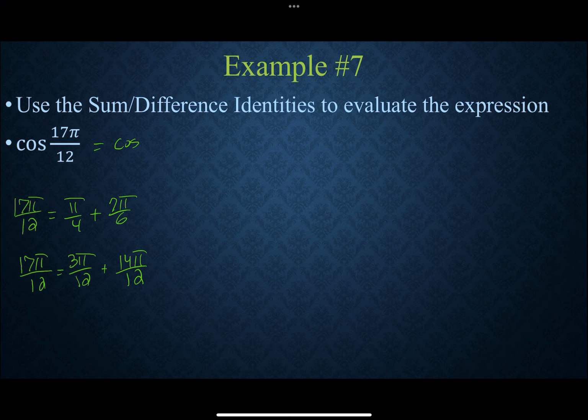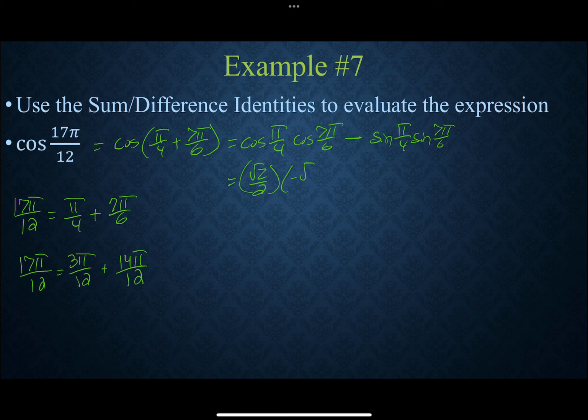So that means this is cosine of pi over 4 plus 7 pi over 6. Both angles are on the circle. We apply our formula, cosine pi over 4, cosine 7 pi over 6. It's a sum, so then it's a minus. Sine of pi over 4, sine of 7 pi over 6. We get root 2 over 2 and a negative root 3 over 2 for the cosines, root 2 over 2 and a 1/2 for the sines. We get negative root 6 over 4 minus root 2 over 4 for our answer.